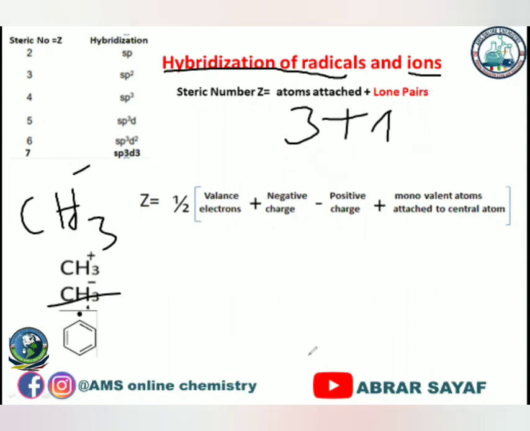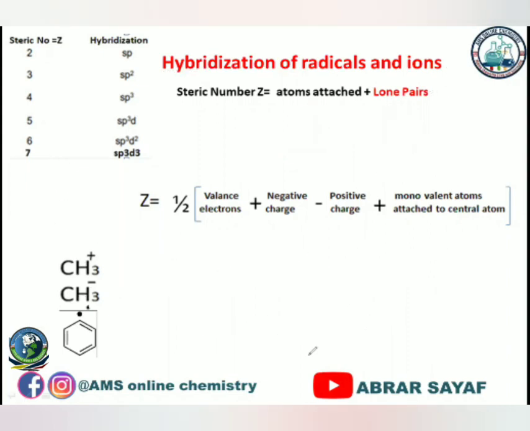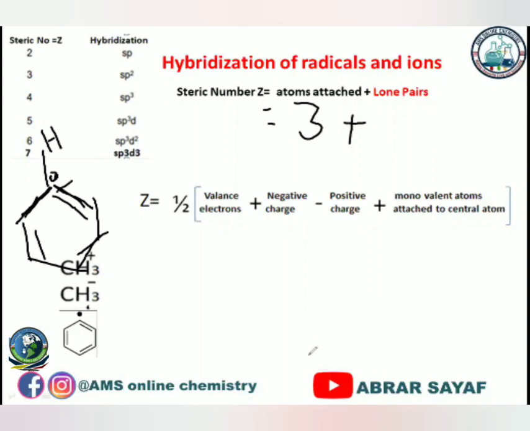Now let us consider the last example. That is a benzene with a radical. Okay, if you look at this carbon, the attached atoms are basically 1, 2, and here is also a hydrogen, 3. How many lone pairs are there? This carbon has no lone pair, so the steric number is 3.